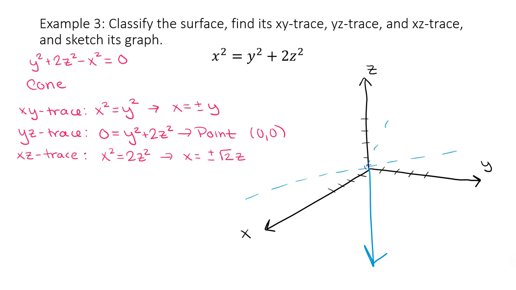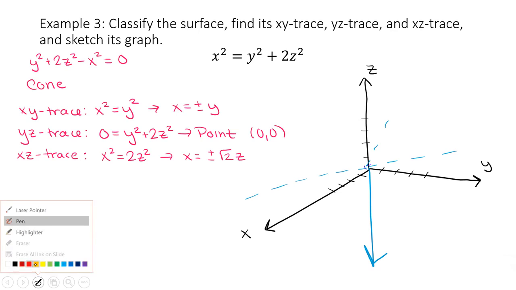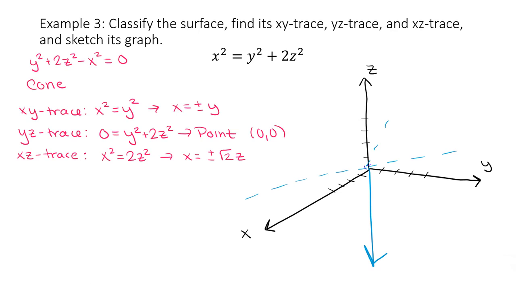So let's put this all together. I'm going to start by trying to graph my XY trace. I'm thinking about what this graph looks like in the XY plane. If I were to just take a slice of it in the XY plane, I would just see two lines. I would see the line y equals x, and then I'd also see the line y equals negative x. So that's what I've tried to draw here. Here's my line y equals x, and it goes back behind here as well, and then y equals negative x is that line right there.